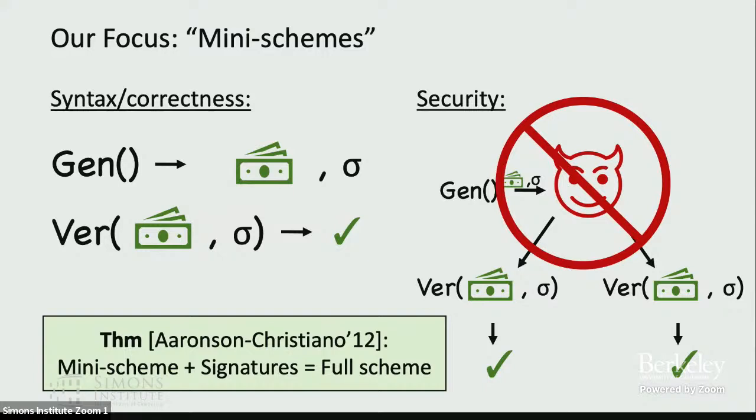And then we have the security game, where the adversary is given the banknote and serial number output by Gen. What the adversary has to do is produce two banknotes that each pass verification with respect to the same serial number. And so what we want is that there's no computationally efficient adversary that can win this game.